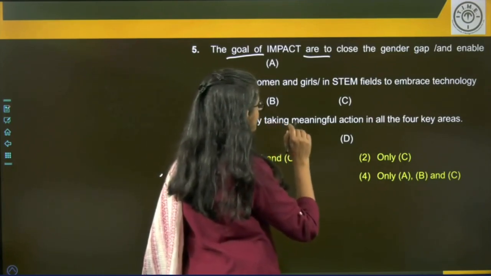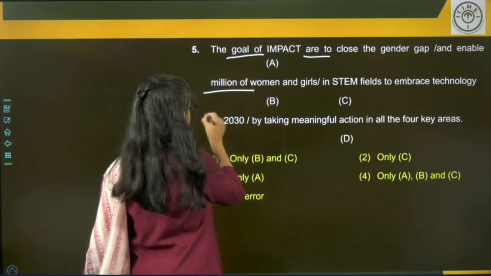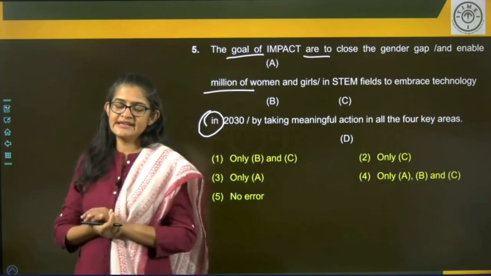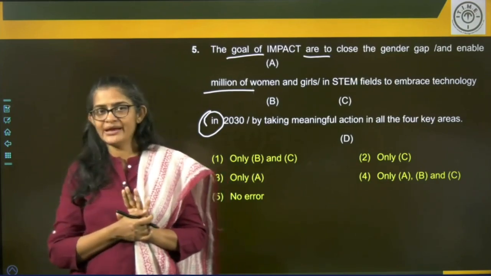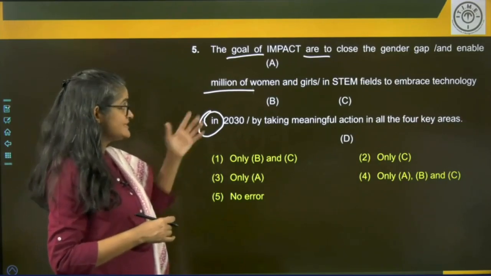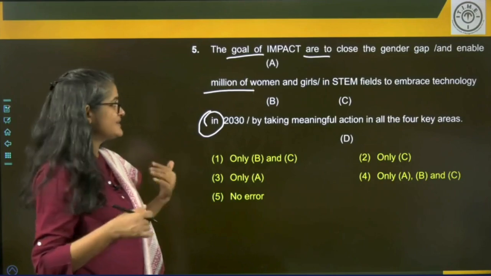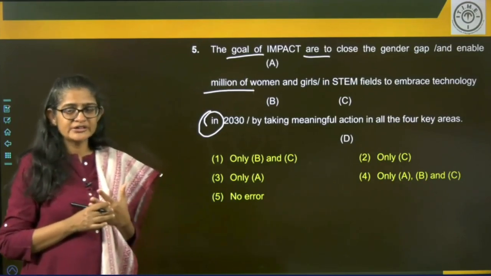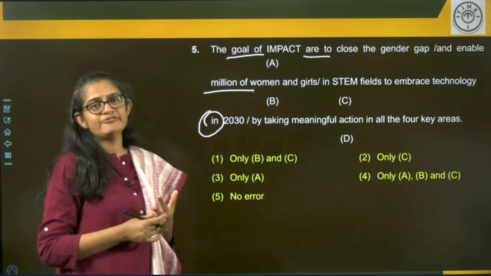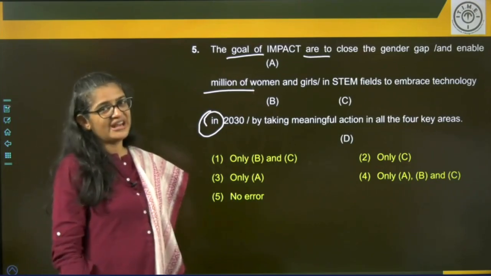Millions of women and girls in STEM fields to embrace technology in 2030. Now, again, this is what I said. Syntactically, there is no error here. If it enables millions of women and girls, STEM fields, do you know, by the way, it is science, technology, engineering and mathematics. Okay, STEM fields is a popular term used especially abroad, but now it's popular in India also to refer to this particular stream, science, technology, engineering and mathematics.